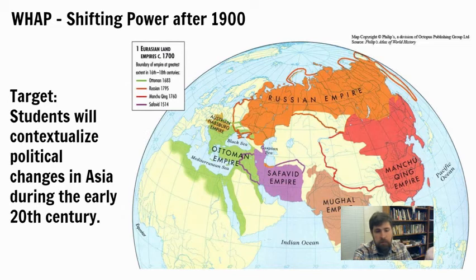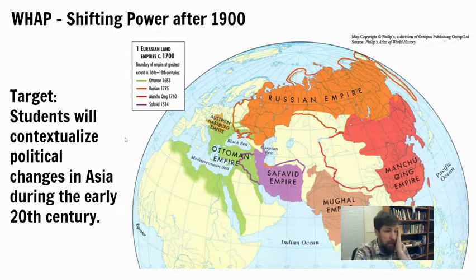So we used this map a long time ago, back in Unit 3, when we talked about land-based empires. And since we talked about them in our course, both the Safavid Empire and the Mughal Empire have ceased to exist. And today we're going to kill off the remaining three: the Russian Empire in northern Asia, the Qing Empire, or the Qing Dynasty, which is in Eastern Asia, and then the Ottoman Empire, which is in Southwest Asia, or the Middle East.